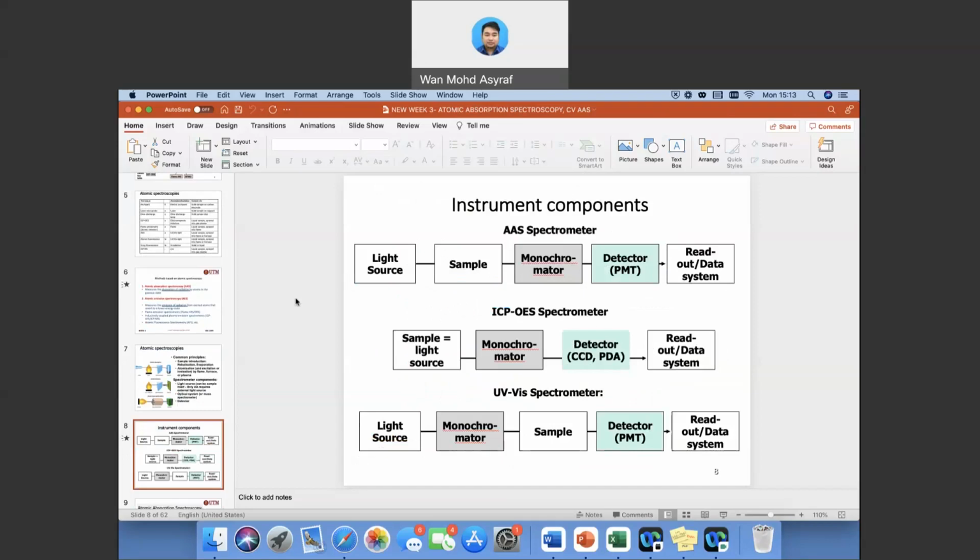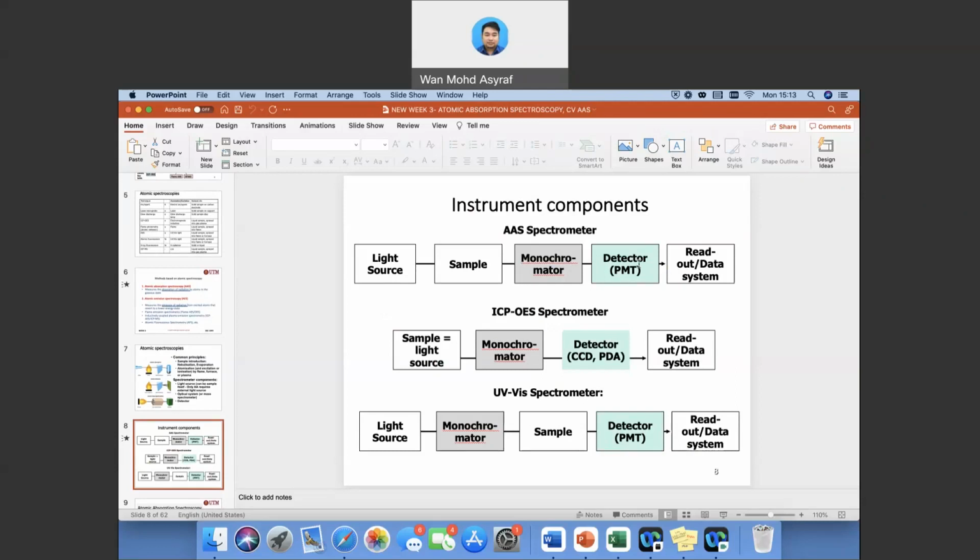The instrument components. This is also part of a schematic diagram. Basically, you can look at the difference between AAS, ICP-OES, and UV-Vis spectrometer. In AAS, we have a light source, and the light goes into the sample. The sample creates absorption, and the transmittance is going to be measured by the monochromator and the detector. We are going to look at this in detail after this.